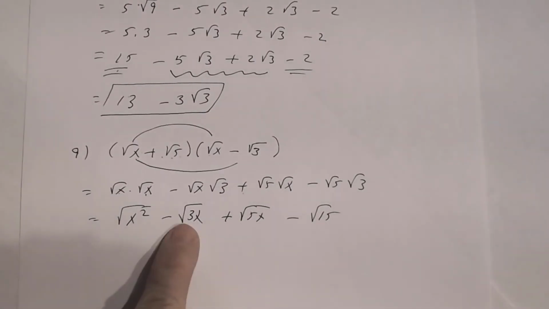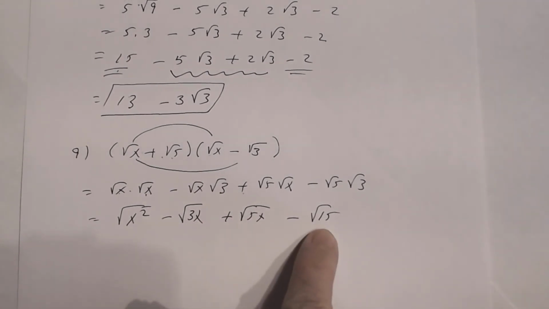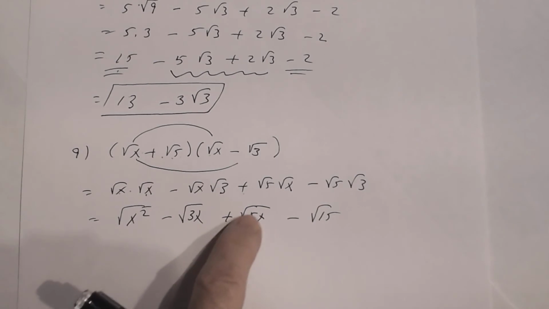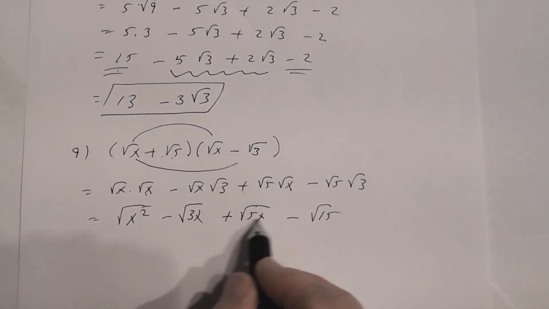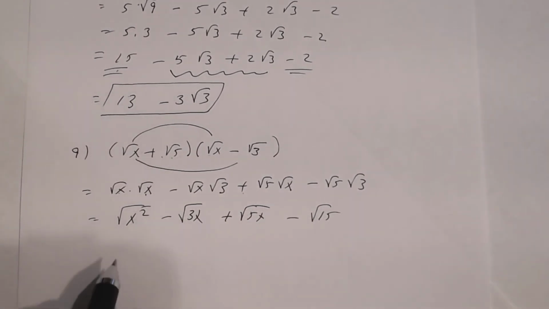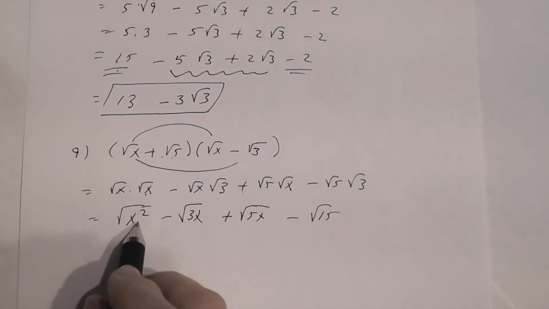I have 4 terms here. Can I simplify the square root of 15? No, because the only perfect square that goes into 15 is 1. Can I simplify the square root of 5x? No, because the square root of 5 I cannot simplify, and the exponent of x is less than 2, so I cannot simplify that. Same thing here. But can I simplify the square root of x squared?